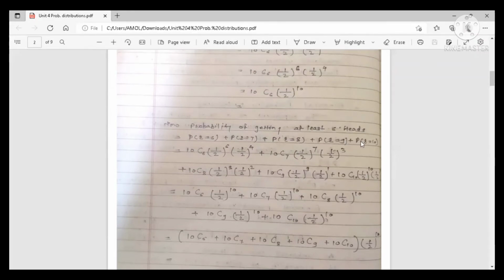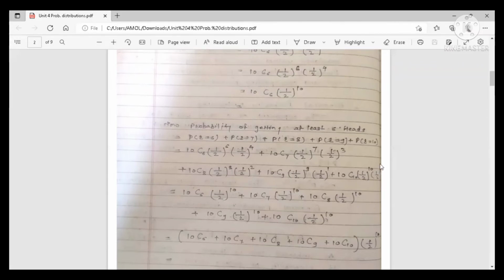Then you find the probability of R equal to 10. It is 10C10 into P raised to R, 1 by 2 raised to 10, because the value of R is 10 here, and Q raised to N minus R. N is 10 and the value of R is also 10, so 10 minus 10 is 0.